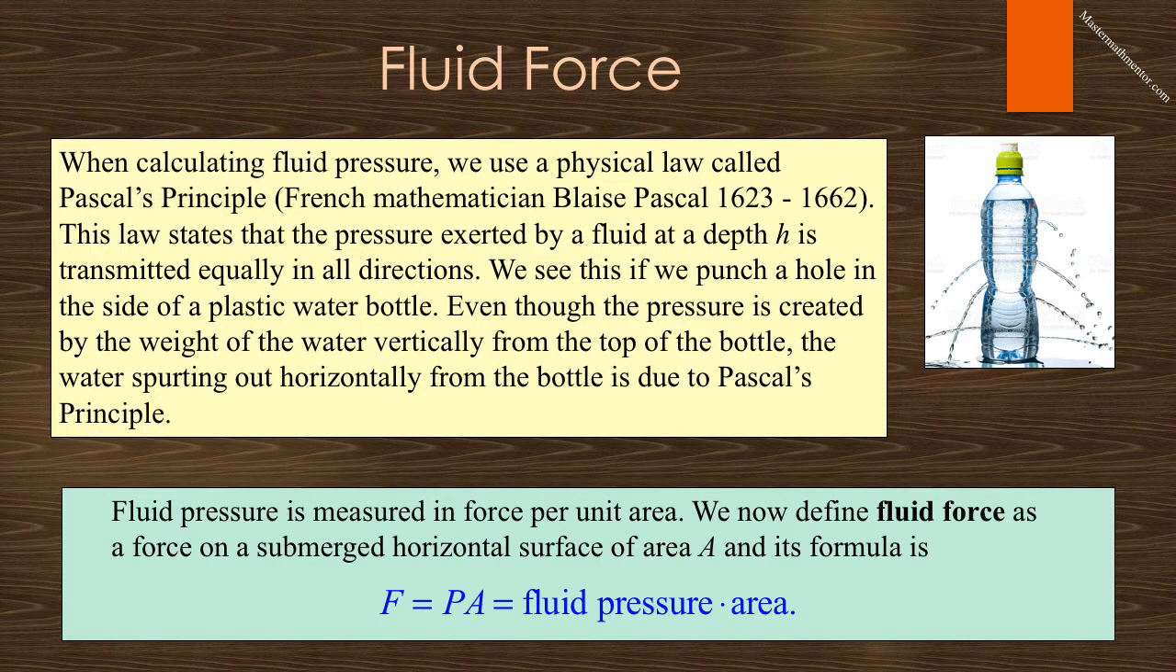We know that fluid pressure is measured in force per unit area. We now define fluid force as a force on a submerged horizontal surface of area A, and its formula is given by F is equal to PA, which is equal to the fluid pressure times the area.